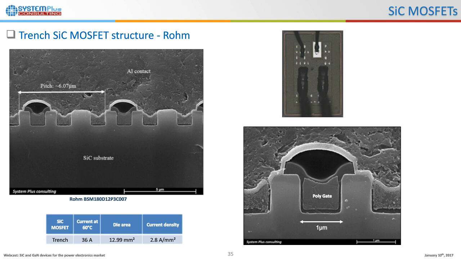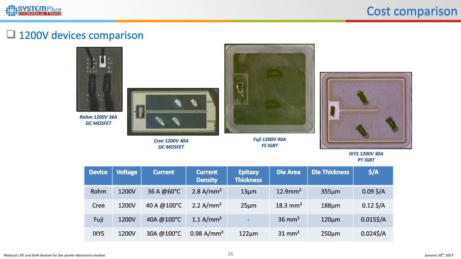So if we compare the four types of design, the two IGBTs and the two silicon carbide MOSFETs, here again we see a big difference in the current density thanks to the size of the silicon carbide MOSFETs, which are smaller compared to the IGBTs. And as concerns the cost, up to now the cost of silicon carbide is quite high compared to silicon.